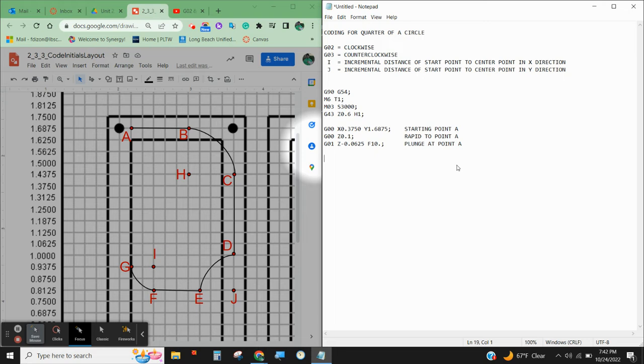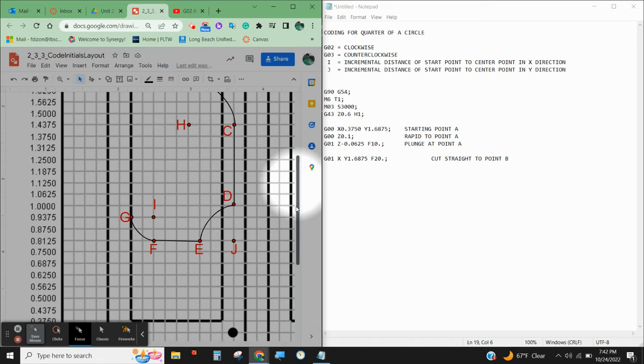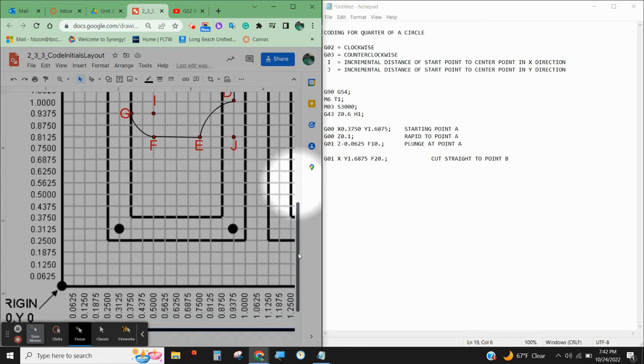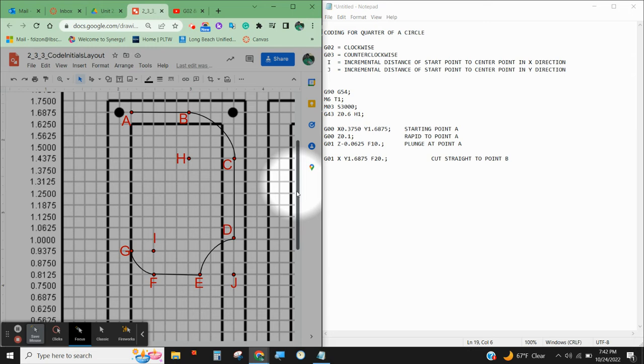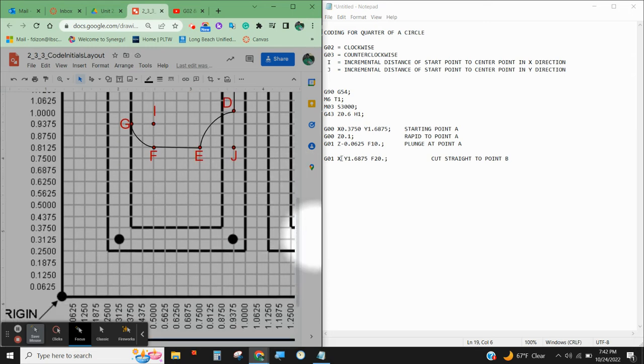Now I'm going to start cutting from A to B. So G01, I'm going to get the X and Y coordinate of B, and this is a feed rate of 20. For point B, the Y is 1.6875, and for the X, I just look down here, following that line where H is also 0.6875.